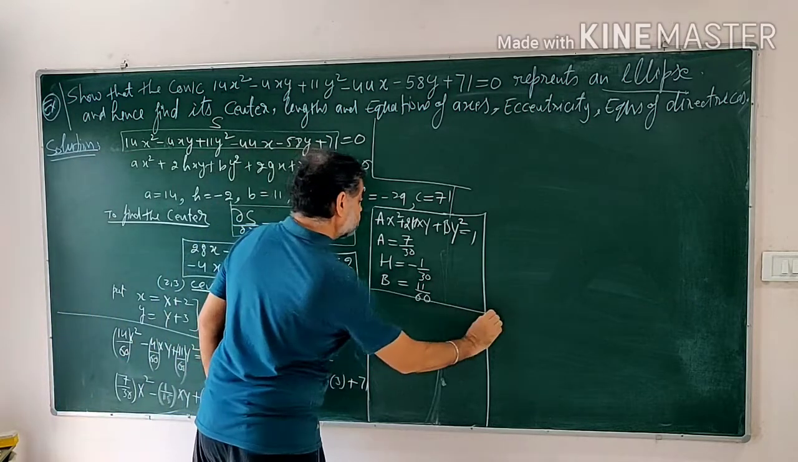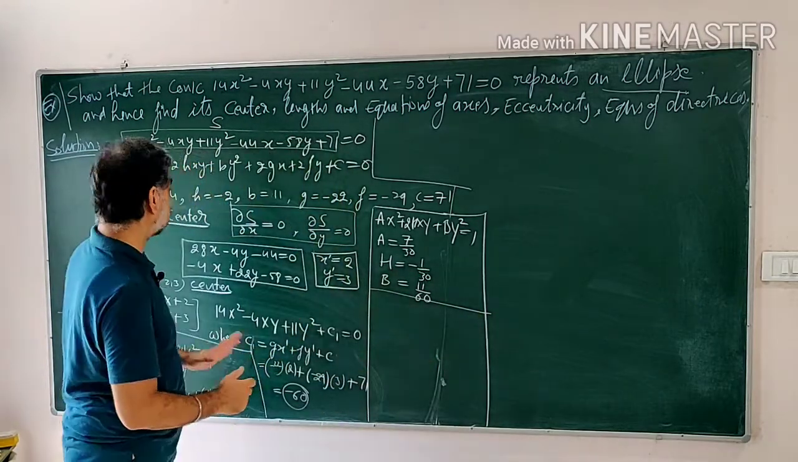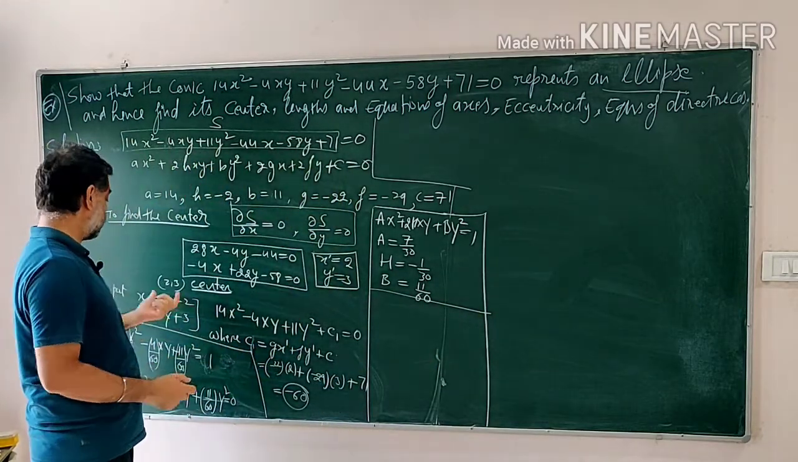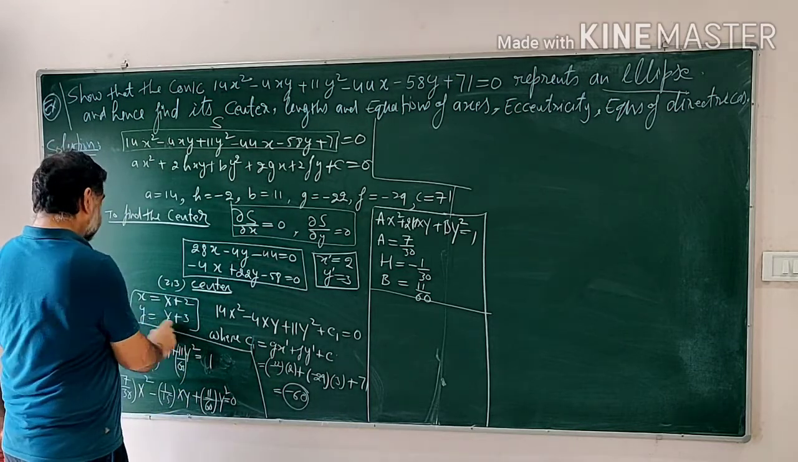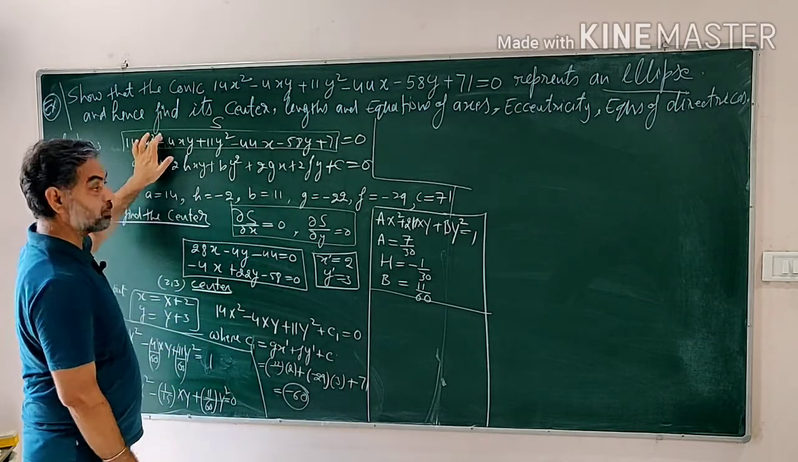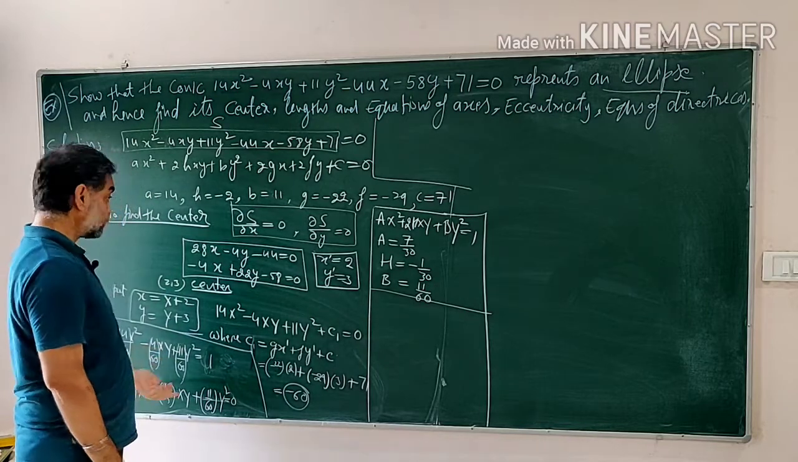So we have done so far. The center of this conic is (2, 3), and applying these transformations, this equation has been changed to this equation.